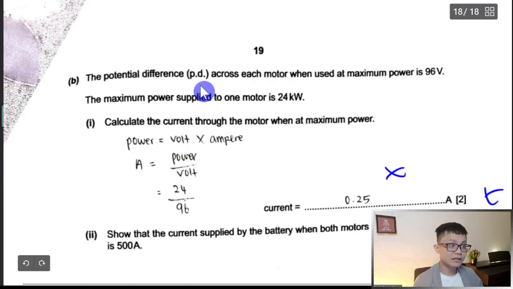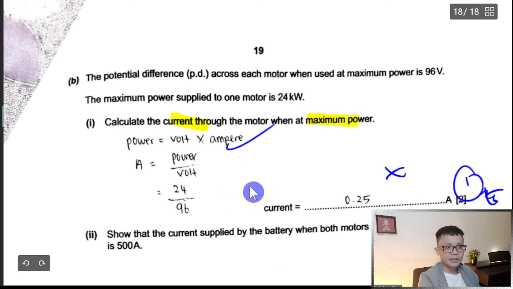B, the potential difference across is the maximum power of 96. Calculate the current. So the formula for power equals volts times amperes. Calculate the current through the motor when it's at maximum power. So why is this wrong? The student will get 1 mark because I assume the formula is correct. So just give 1 mark. Why did the student get it wrong? If you can, pause the video and see. Because it's kilowatt. Kilowatt means what?